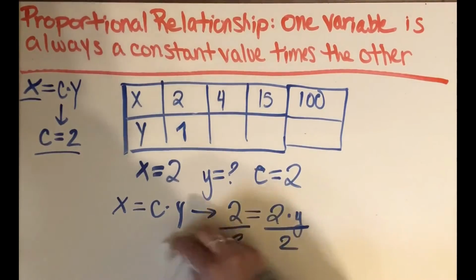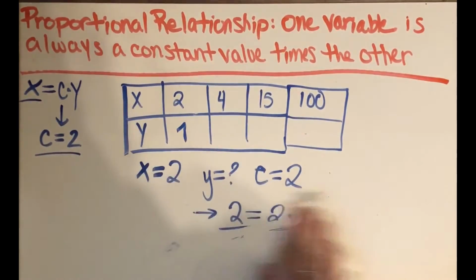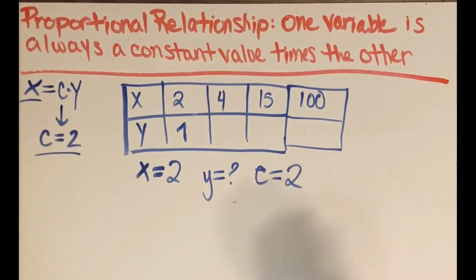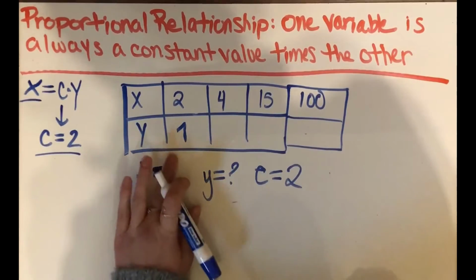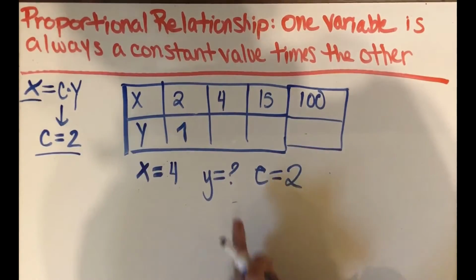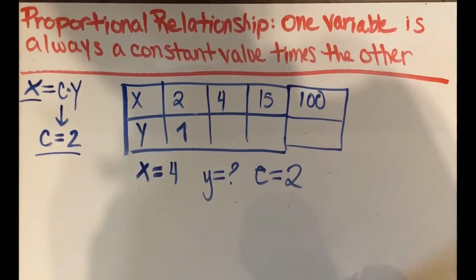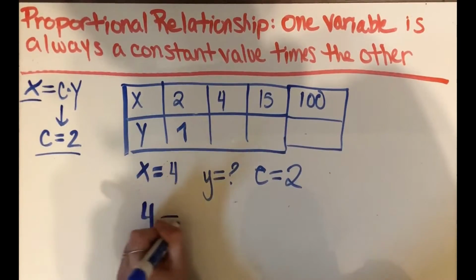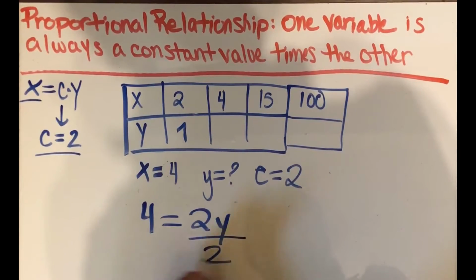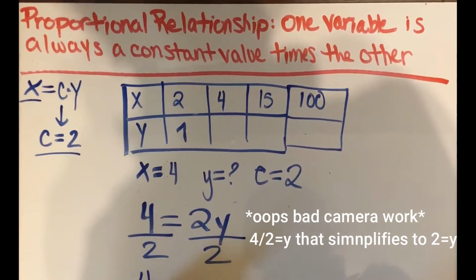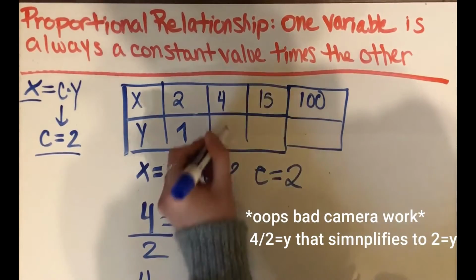All right. Let's do the next column. So we have x equals 4, y equals question mark, and c equals 2. We're going to use the same equation over here. 4 equals 2y. And we're going to solve the same way. Divide by 2 on both sides. 4 over 2 equals y, but we know 4 over 2 equals 2, so y equals 2.